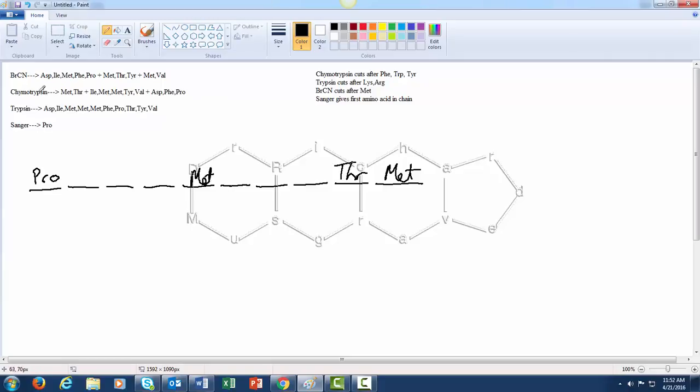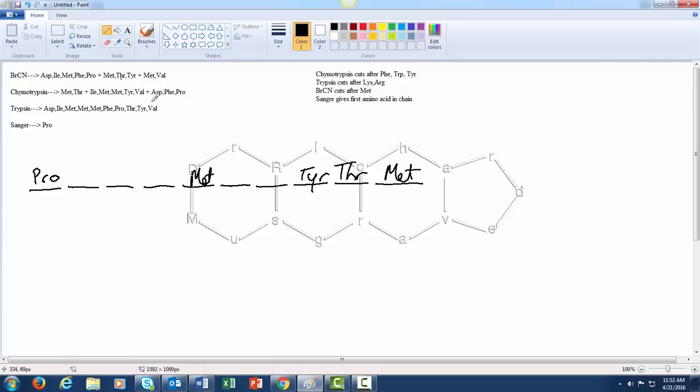So again, looking at the chymotrypsin, since this doesn't contain Phi, Trip, or Tier, I know it must be at the end. Since MET has to be at the end of this fragment, the order must be THR and MET. Further, I can make that TYR because that leaves the position of the TYR in this fragment beyond doubt.